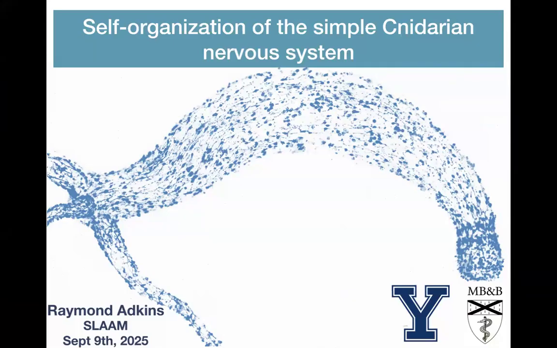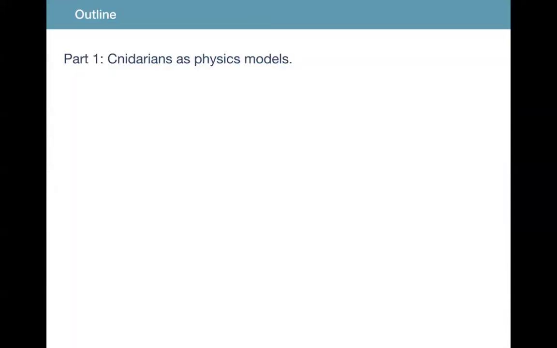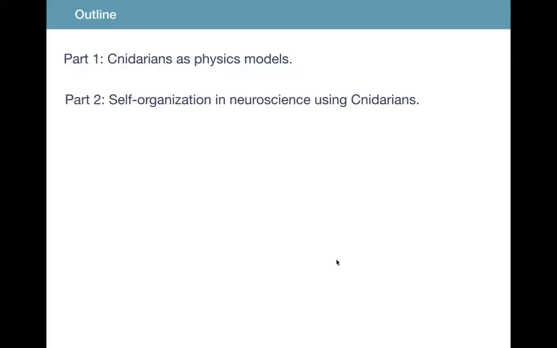Okay, so hi everyone. I'm Ray, and I appreciate you all being here today. It's nice to see so many familiar folks. Today I wanted to talk to you about my project with the goal of studying self-organization of the simple Cnidarian nervous system. As an outline, I wanted to first start by talking about animals, Cnidarians generically, and why I think they're great models for studying physics of soft, living, and active matter.